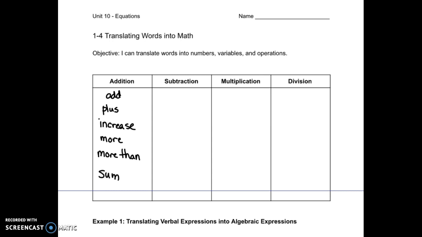For subtraction, we're going to have subtract, minus, decrease. We're going to have less and less than. And we're going to have fewer and fewer than. And then the answer to a subtraction problem is called the difference.